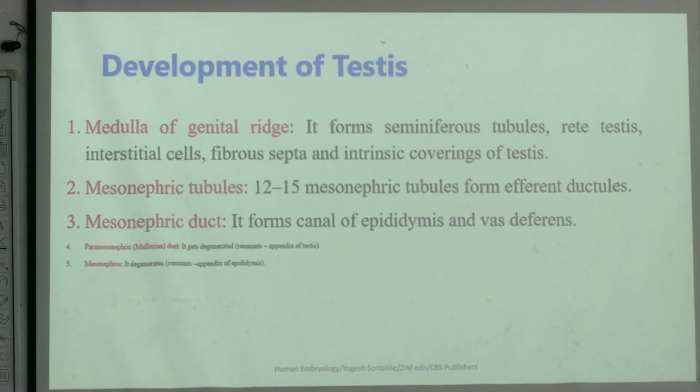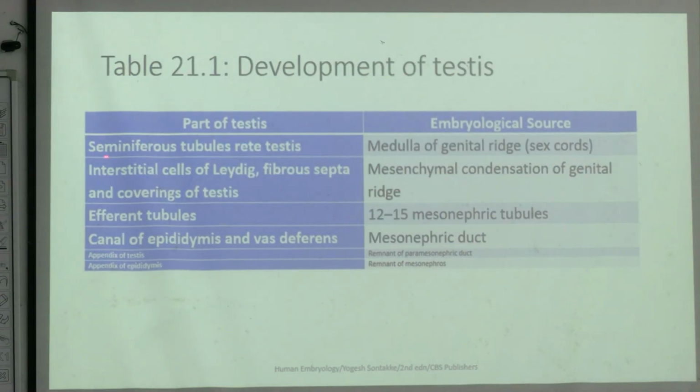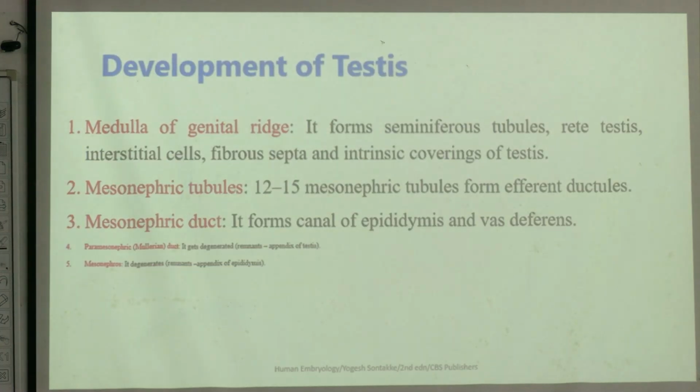So what we have to remember here is what metanephric tubules contribute in the testicles, what the mesonephric duct contributes, and what the genital ridge contributes. So the genital ridge is contributing the seminiferous tubules. The efferent tubules come from the mesonephric tubules, and the vas deferens along with the epididymis come from the mesonephric ducts. So we have to remember a little bit about where from which components are coming into and forming this testicle system.